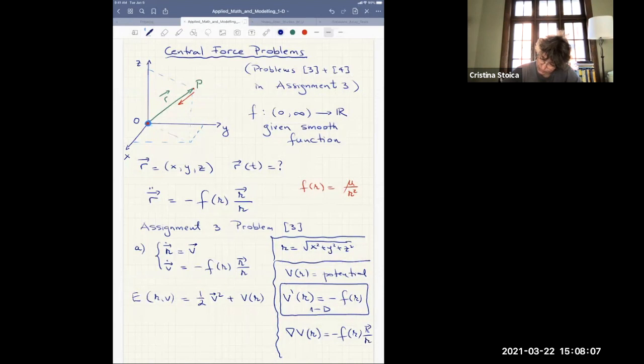That was part of exercise 2C or something, and I'm not doing that. In there, you had to show that if you have a function that depends on the radius distance only, then when you take its gradient, you get this kind of formula.